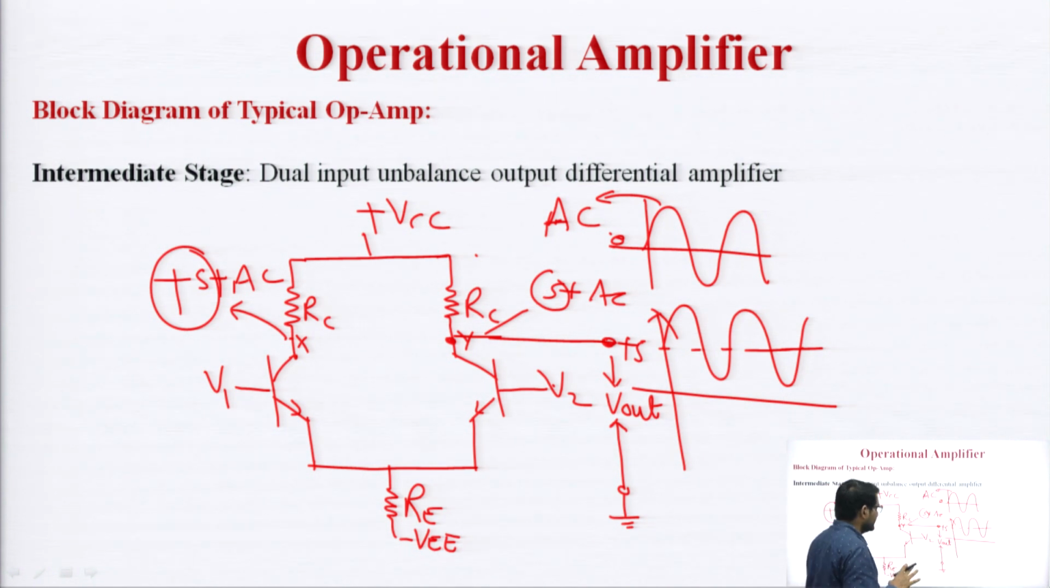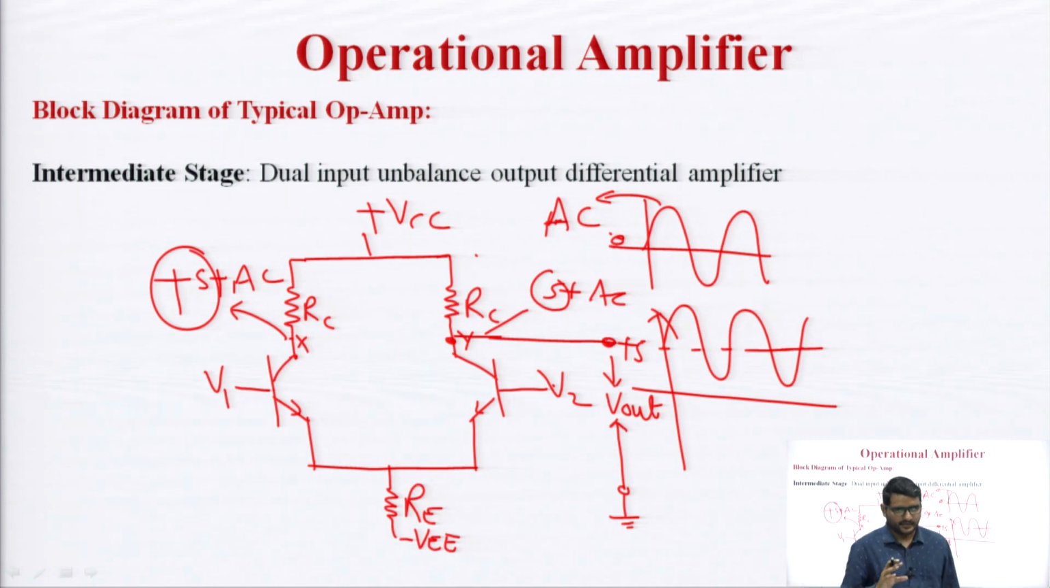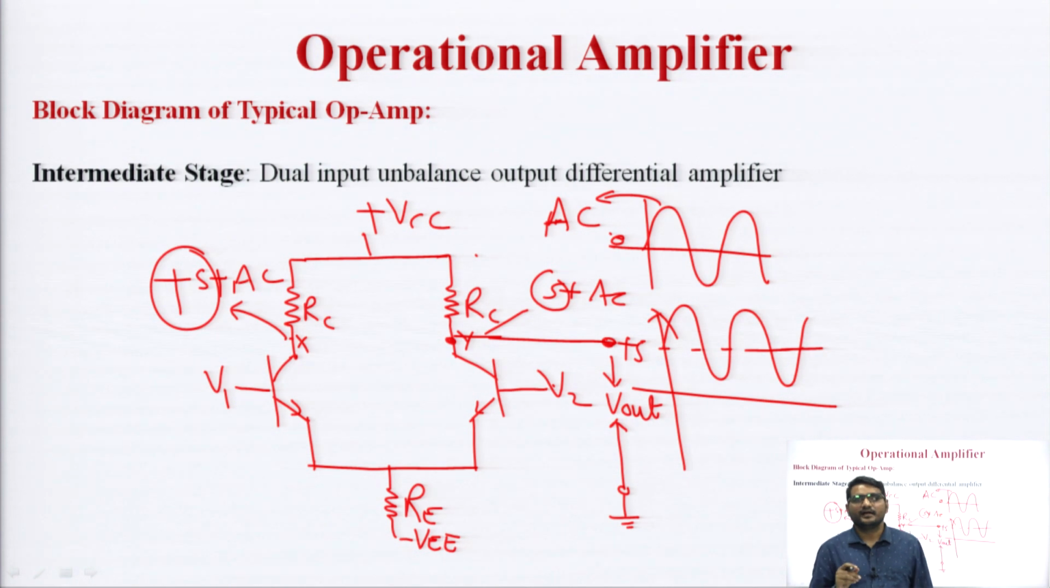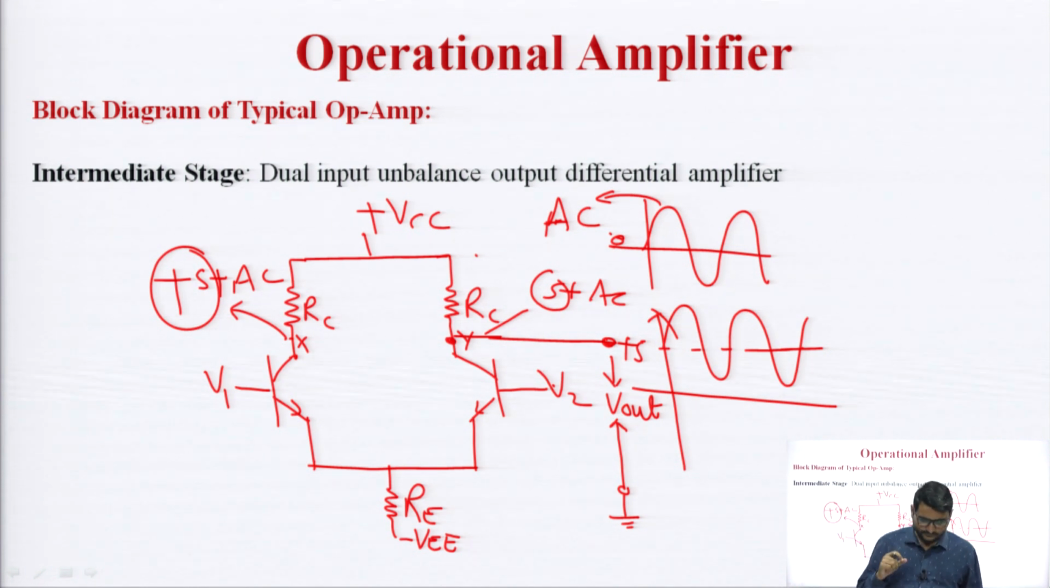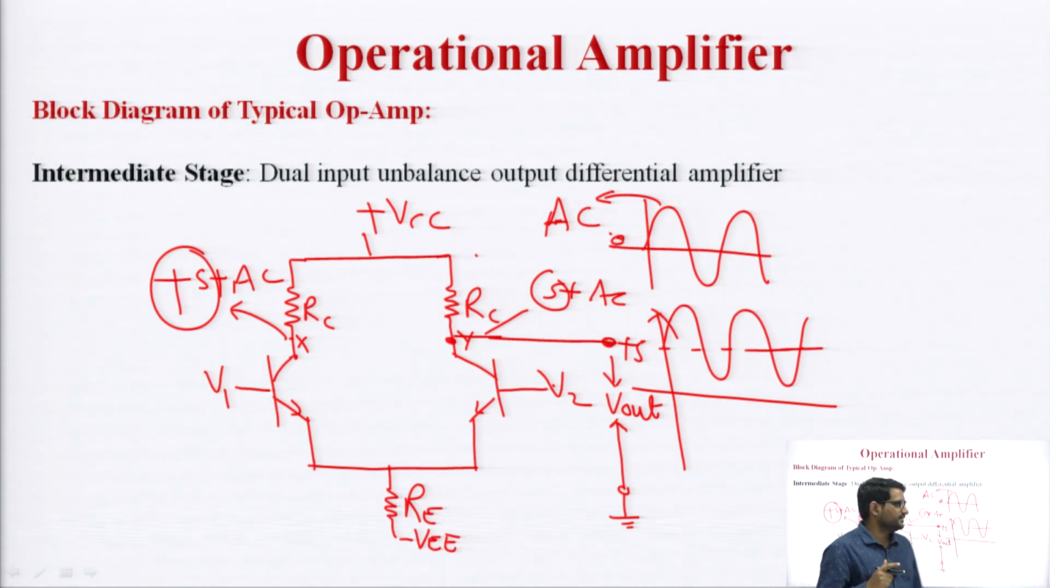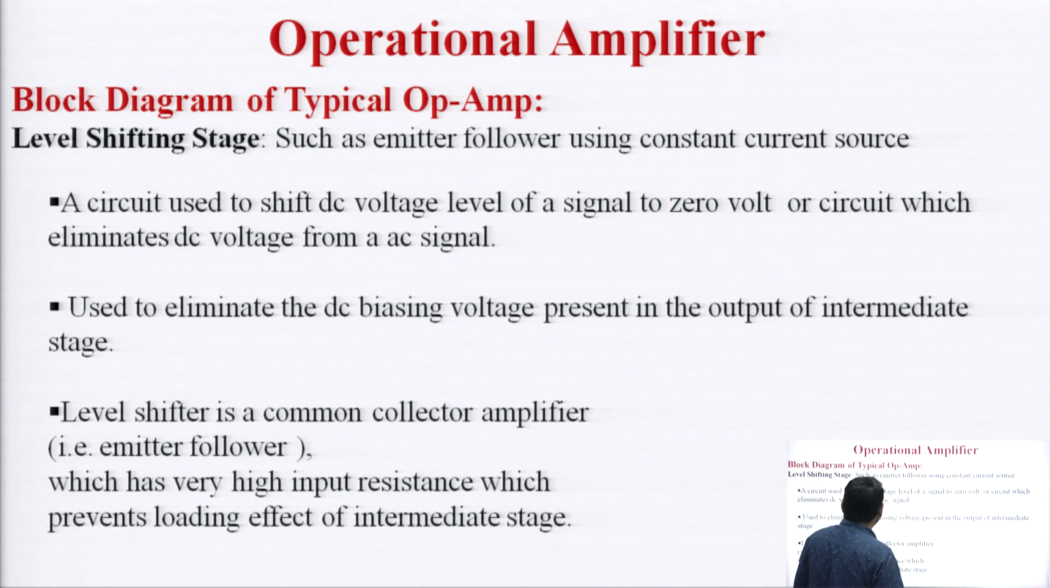The purpose of this intermediate stage is amplification, but it inserts a DC level in an AC signal. Then at the next stage we use a level shifter or level translator, which can reduce the DC 5 volts to 0 volts. So, the next stage is the level shifting stage, such as an emitter follower using a constant current source.